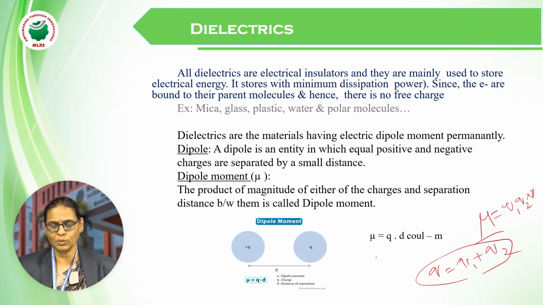So, I wrote it as mu is equal to Q into D. D is nothing but the distance. You can represent it by the letter R or by the letter D. So, we define the dipole moment as the product of the magnitude of either of the charges and the separation between them, represented by the letter mu. Mu is equal to Q into D, and the units of dipole moment are Coulomb meter. So, the first definition is dipole, the second definition is dipole moment.